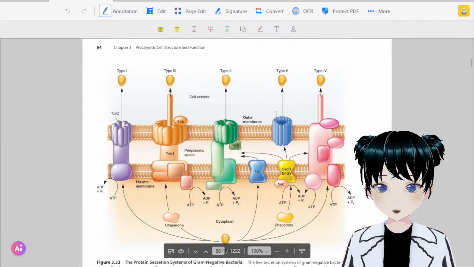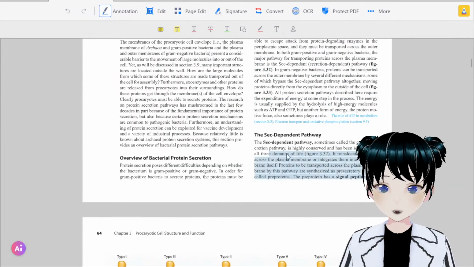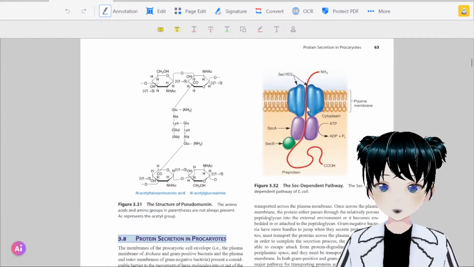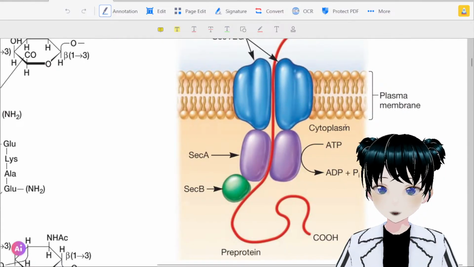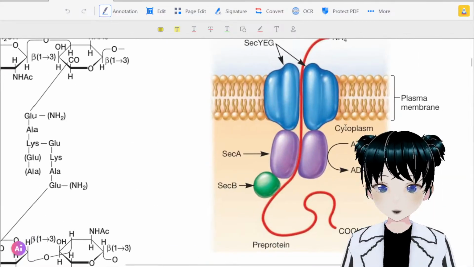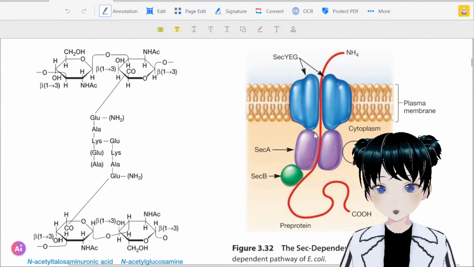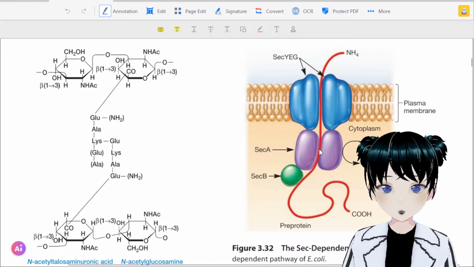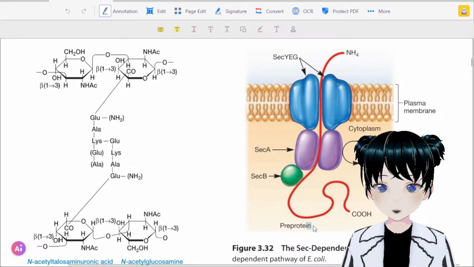So first, let's go back to the Sec dependent pathway, right? We talked about the Sec dependent pathway, so let me explain it with the help of the diagram. First, remember, we said this is a protein secretion pathway. So first we need a protein. Where is the protein coming from? It is coming from the ribosome. When we take the protein from the ribosome, it is in immature form. We call it the pre-protein.